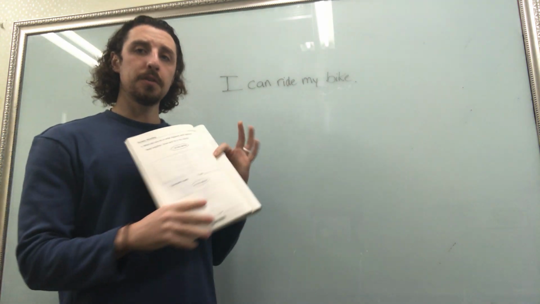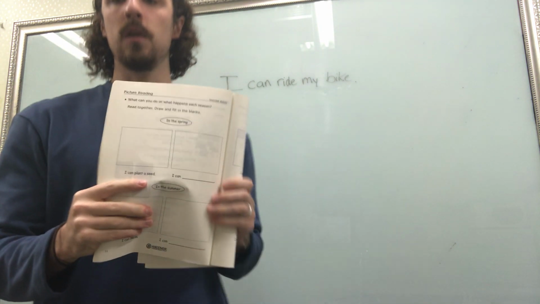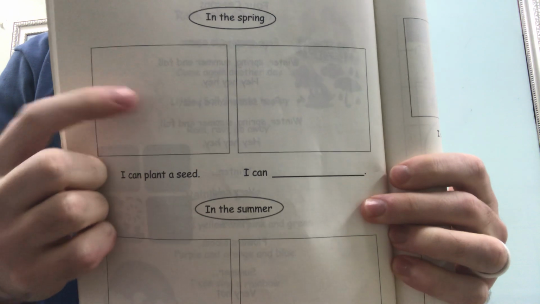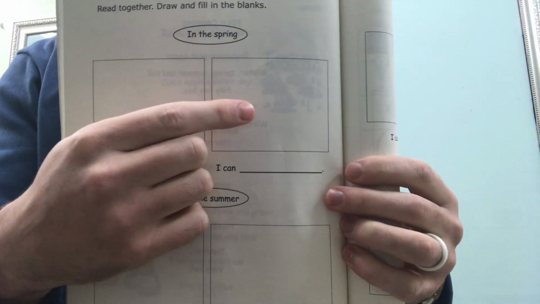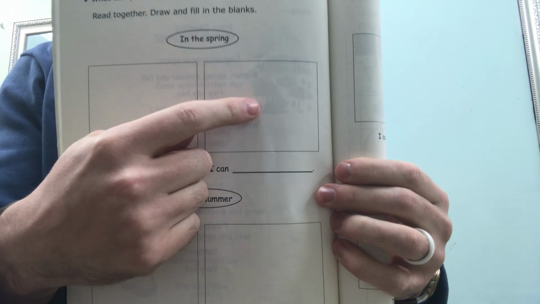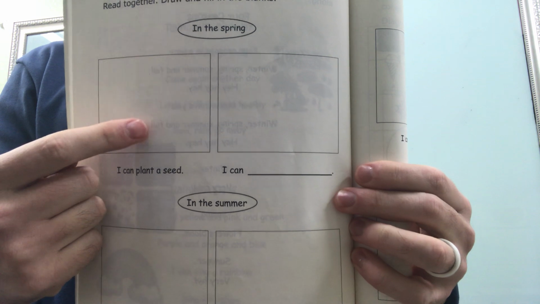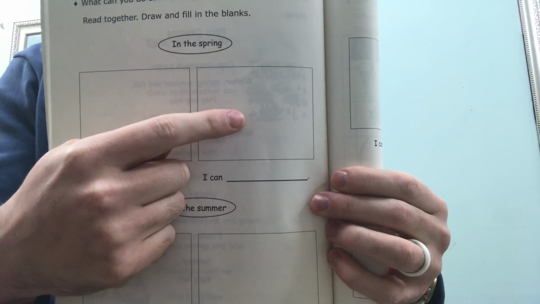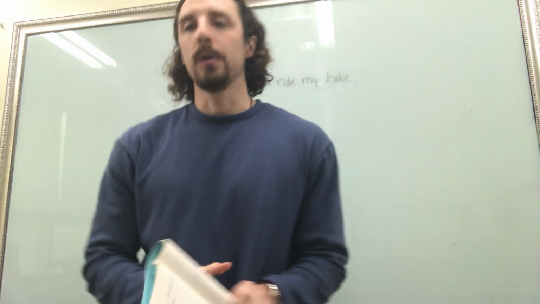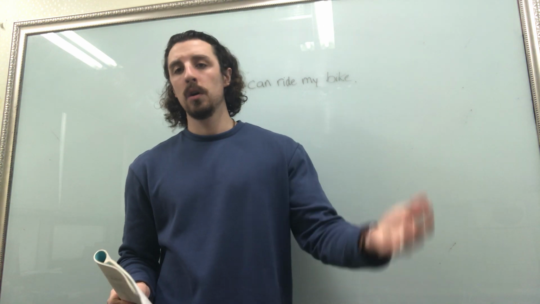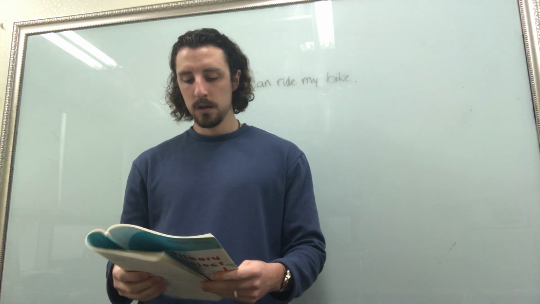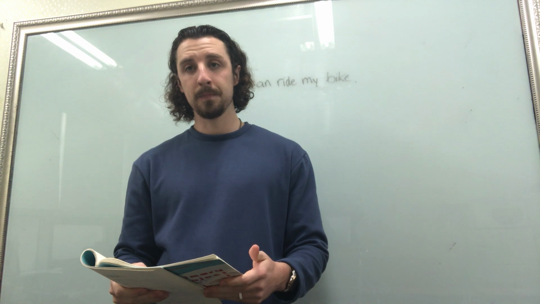Alright, once you've written that, what I want you to do now is draw me a picture of you planting a seed and then another picture of you riding your bike. So draw a picture of you planting a seed and a picture of you riding your bike. Okay, so pause the video, come back when you're ready, and then we'll go on to summer, okay? Okay, welcome back.